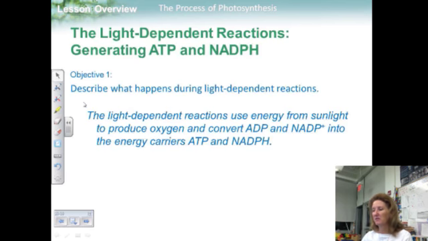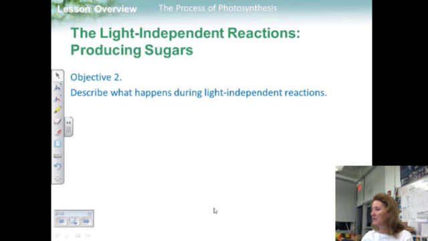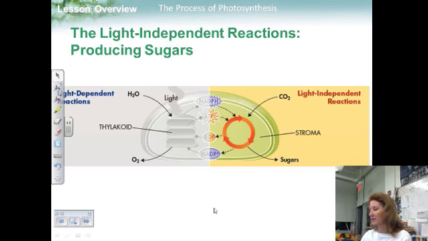So that was our objective, describe what happens during the light-dependent reactions, and we just said that. Moving on then, if you're ready, go back and look at light-dependent reactions if you're not. But let's talk about what happens in the next part of photosynthesis. Objective 2 is describe what happens during the light-independent reactions.